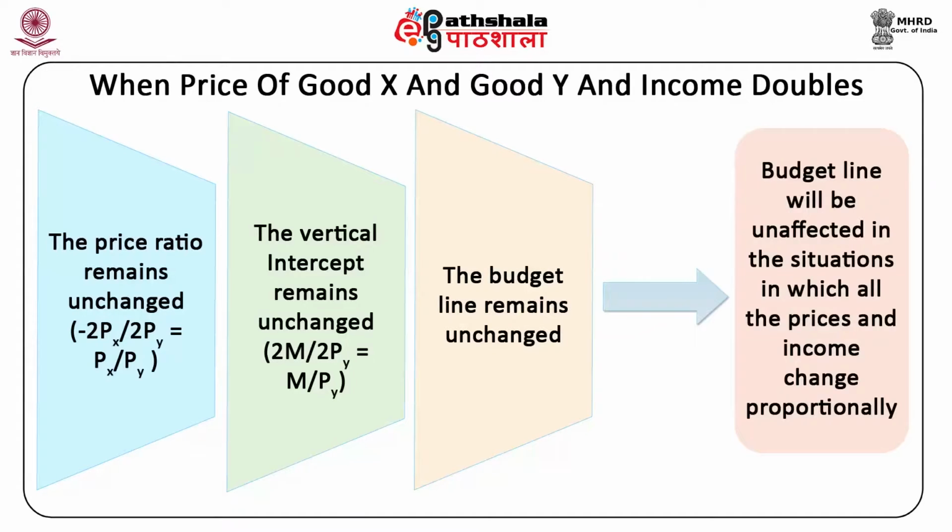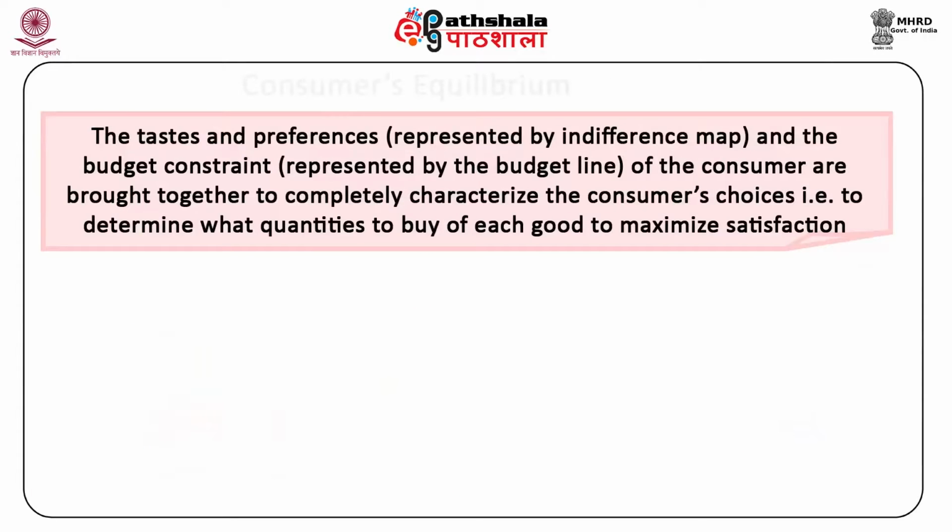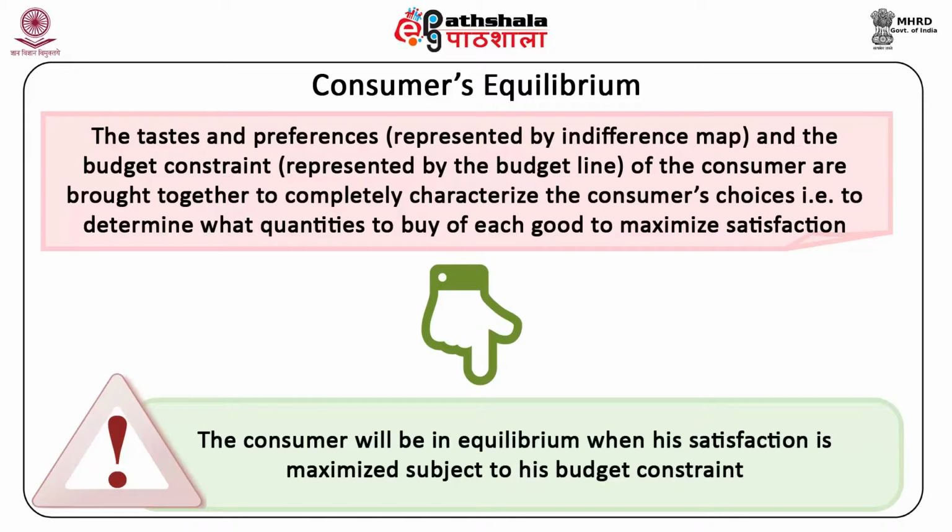So, budget line will be unaffected in the situations in which all prices and income change proportionally. The taste and preferences represented by indifference map and the budget constraint represented by the budget line of the consumer are brought together to completely characterize the consumer's choices, that is, to determine what quantities to buy of each good to maximize satisfaction. The consumer will be in equilibrium when his satisfaction is maximized, subject to his budget constraint.